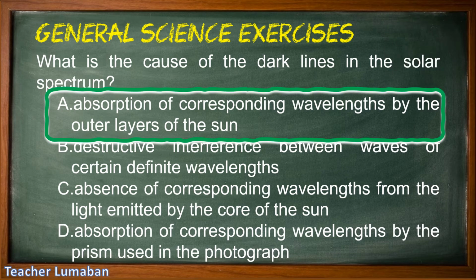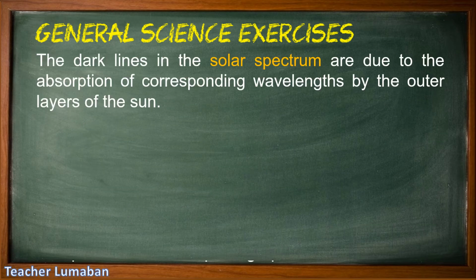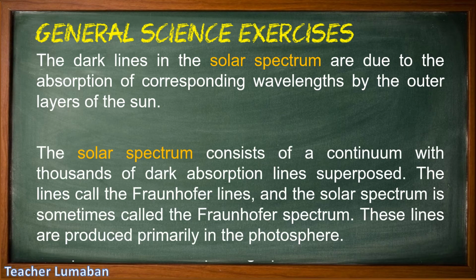The correct answer is letter A, absorption of corresponding wavelengths by the outer layers of the Sun. The dark lines in the solar spectrum are due to the absorption of corresponding wavelengths by the outer layers of the Sun. The solar spectrum consists of a continuum with thousands of dark absorption lines superposed. The lines are called the Fraunhofer lines, and the solar spectrum is sometimes called the Fraunhofer spectrum. These lines are produced primarily in the photosphere.